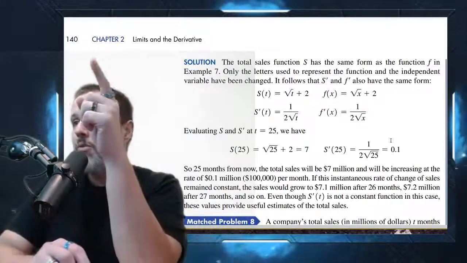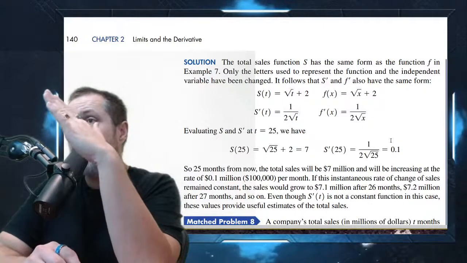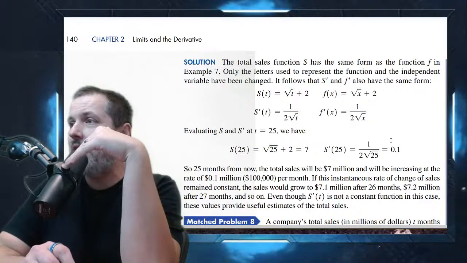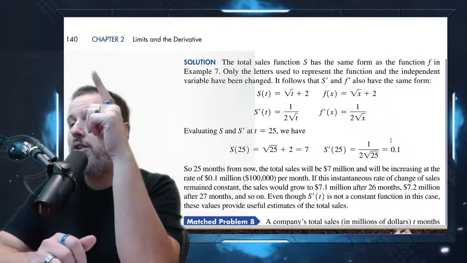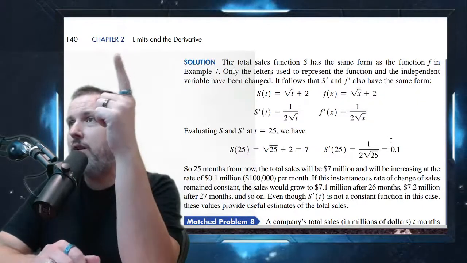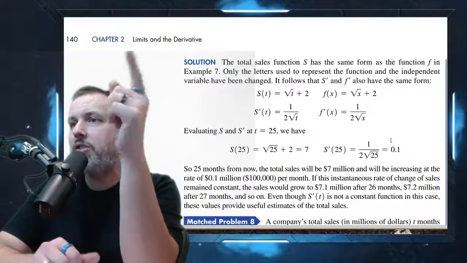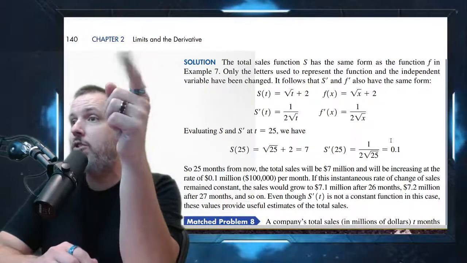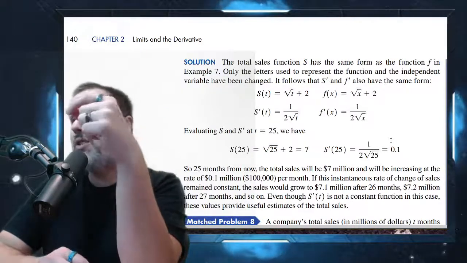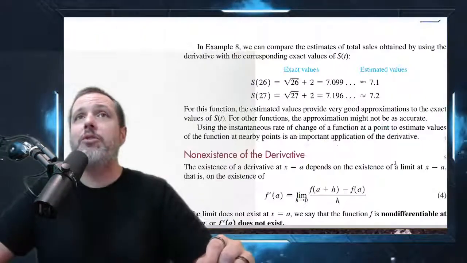And remember, an increasing function has a positive slope. A decreasing function has a negative slope. Keep that in mind when you think about a derivative. You should be able to immediately recognize, oh, that's an increasing function because it has a positive rate of change. These are the kind of concepts we're going to be building on for the next couple of chapters, okay?